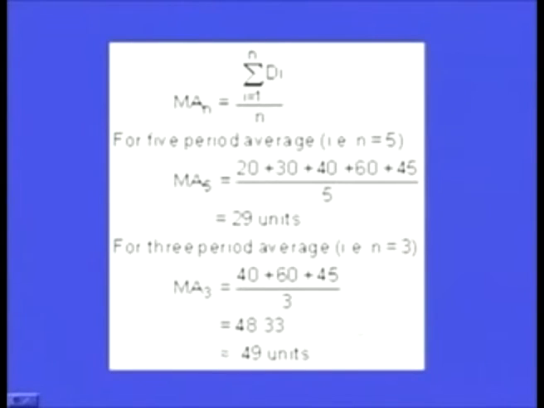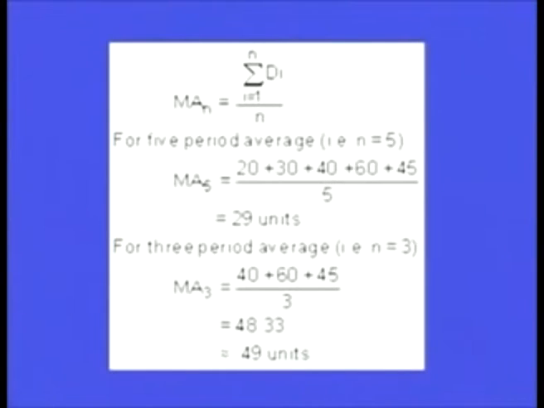So, it comes out to be 48.33 units, or we can say 49 units. So, you can see for yourself on your screen what is the difference between a 5 period moving average and a 3 period moving average method. So, if we see, in the previous month the actual demand was 45 and our next month's forecast is 49, which is very close to the last month's demand. The data is already available with us.